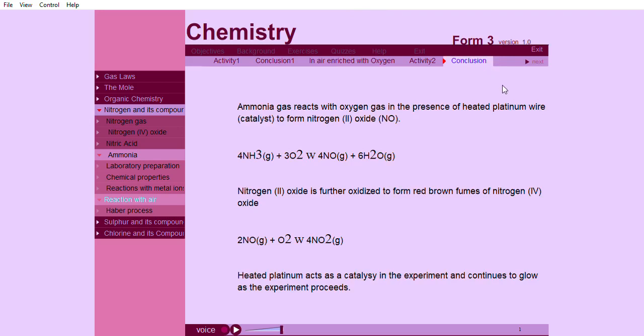Ammonia gas reacts with oxygen in the presence of heated platinum wire, which is a catalyst, to form nitrogen(II) oxide. Nitrogen(II) oxide is further oxidized to form red-brown fumes of nitrogen(IV) oxide. Heated platinum acts as a catalyst in the experiment and continues to glow as the experiment proceeds.